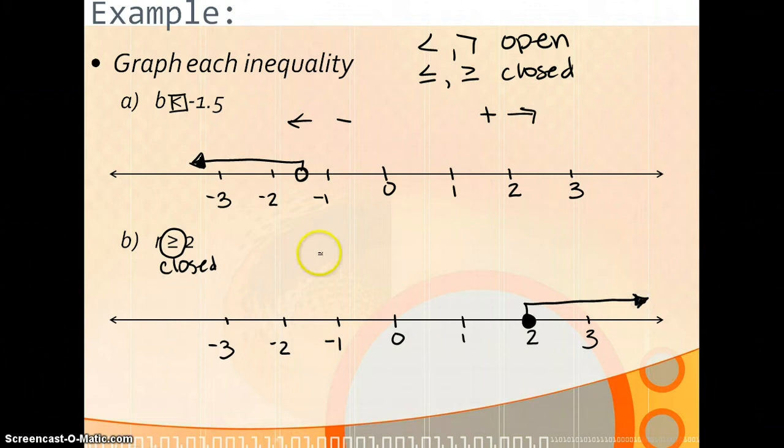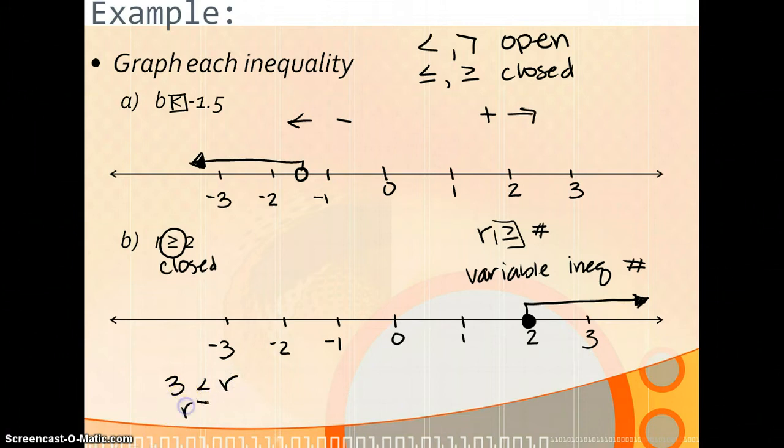Now, if it's not written as R is less than or equal to some kind of number, then this isn't going to be pointing the correct direction. It does have to be variable, inequality, number. If it's not written that way, you need to rearrange it in order to do so. So if you had something like 3 is less than R, that would be R is greater than 3. Okay, so these are the same thing.